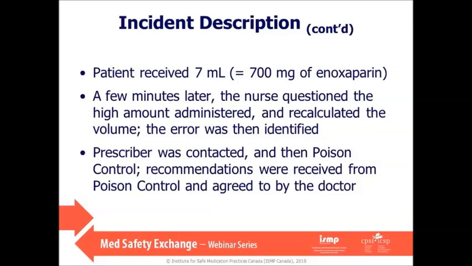Almost immediately, the nurse caught the error. The nurse felt that the volume that was administered seemed incorrect and not usual, went to the charge nurse to advise, and the prescriber was contacted. Also reached out to poison control. These were done via phone calls for direct communication.